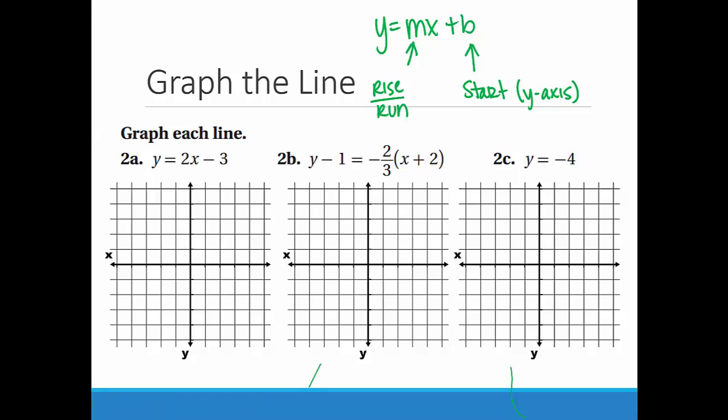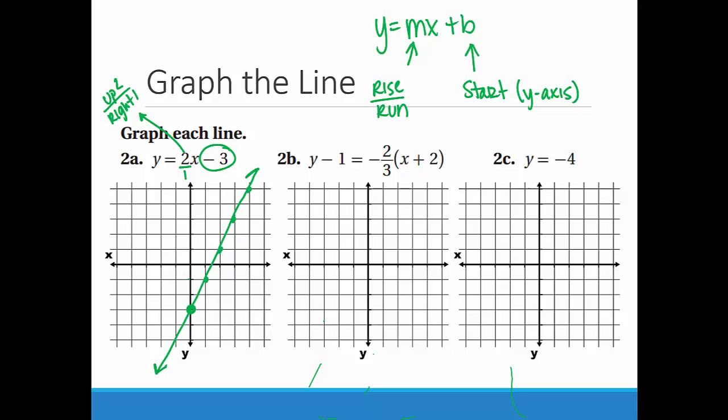So this first problem here, this is my starting point. I'm going to start down at negative 3. And then my slope, remember you can change every number into a fraction by putting a 1 underneath it. So that means I'm going to go up to the right 1. So up to the right 1, up to the right 1, and you can make as many of these points as you want till either you go off the graph or you get an idea of what the line looks like. And then all we got to do is connect the dots.